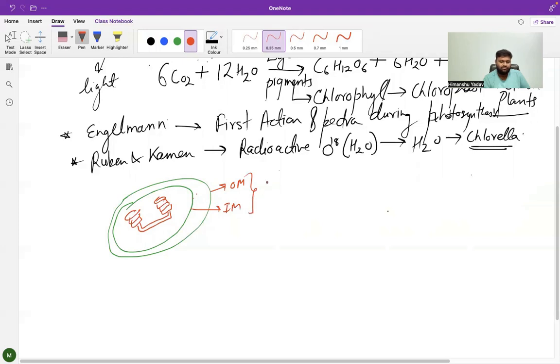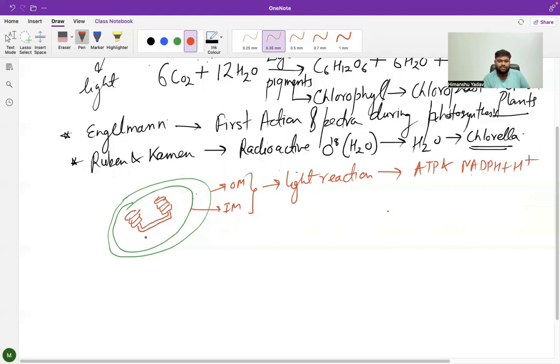Now this membrane system is concerned with the light reaction. I will explain to you what is the light reaction and what is the dark reaction. And what happens in the light reaction? There is synthesis of ATP and NADPH, along with hydrogen ions being released.